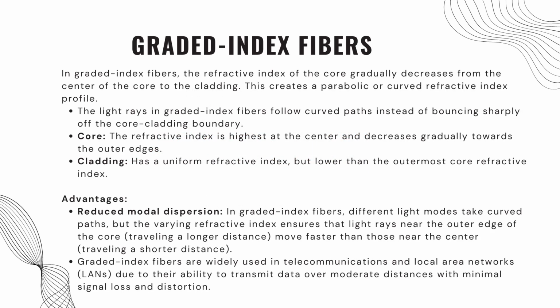In graded index fibers, the refractive index of the core gradually decreases from the center of the core to the cladding. This creates a parabolic or curved refractive index profile. The light rays in graded index fibers follow curved paths instead of bouncing sharply off the core-cladding boundary. Core: the refractive index is highest at the center and decreases gradually towards the outer edges. Cladding has a uniform refractive index, but lower than the outermost core refractive index.